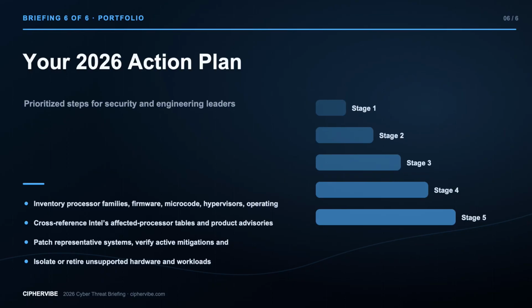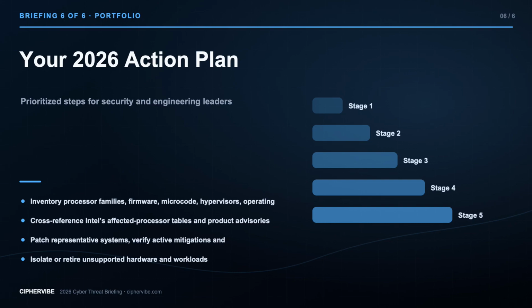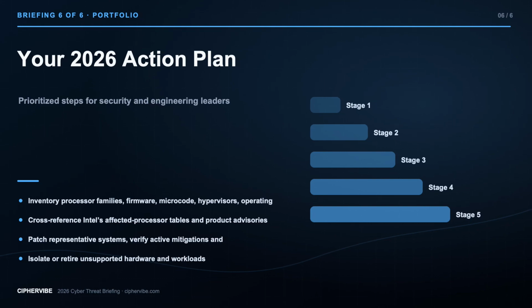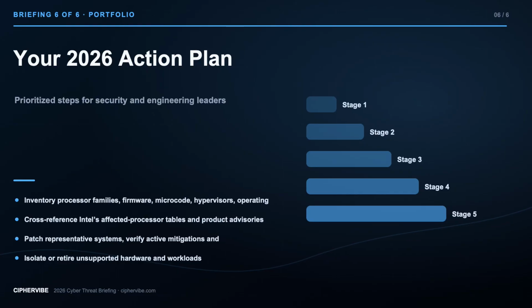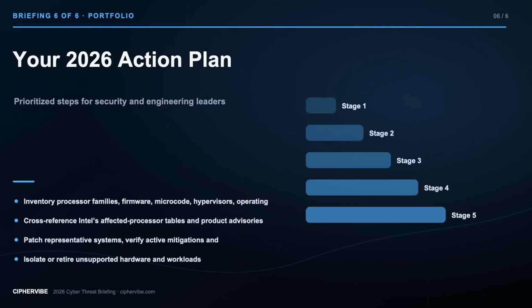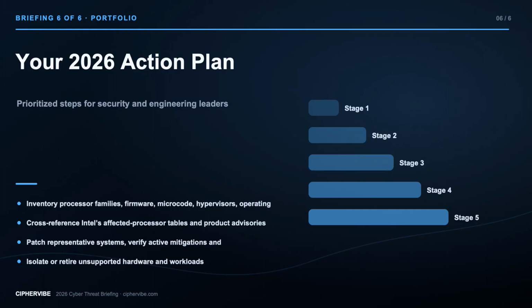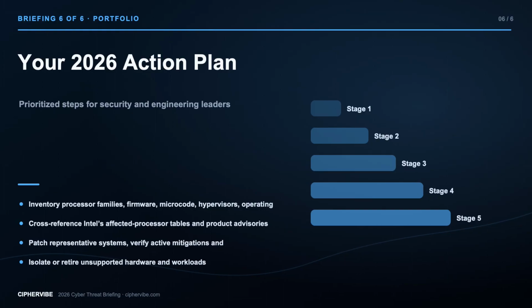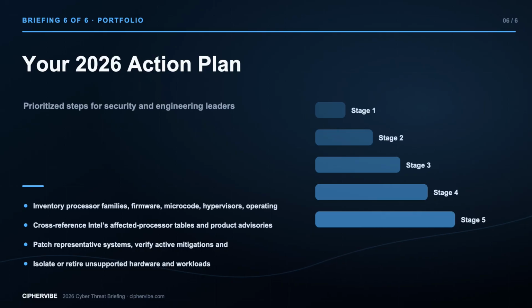Fourth, isolate or retire unsupported hardware and workloads whose secrecy requirements exceed the residual protection. Fifth, continuously monitor new research and advisories because silicon, firmware, and software mitigations evolve together. Make the work measurable. Useful indicators for this topic include processor inventory coverage, systems on required microcode, mitigation state verified, attestation policies current, and unsupported high-risk hosts retired.